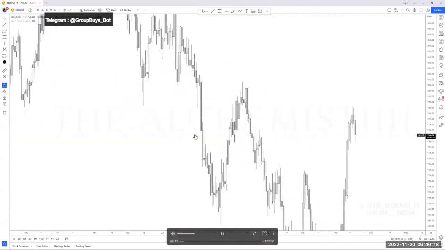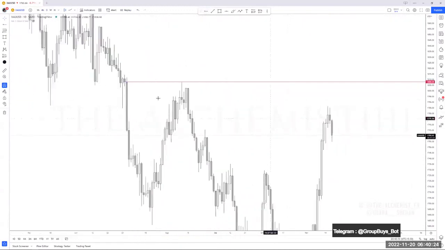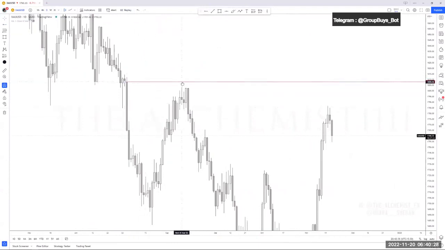Like for example, where did this one tap into? Right into this, the open close levels. We had the closing price of the daily in here. So price tapped right into it and started dropping.